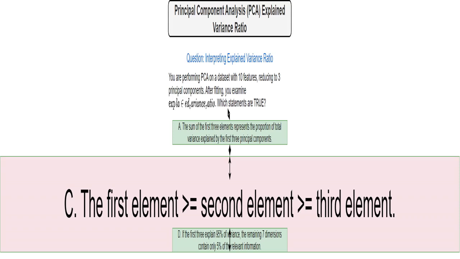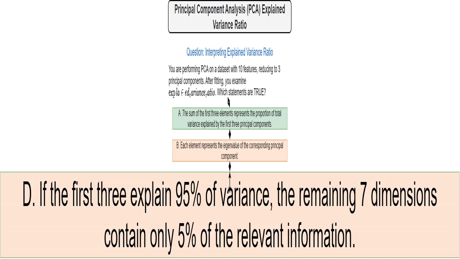Absolutely true. PCA orders components to maximize variance explained. The first principal component always accounts for at least as much variance as the second, at least as much as the third, and so on. This statement is also correct. If the top three principal components capture 95% of the data's variance, then the remaining 7 components only represent the other 5%. This is the power of dimensionality reduction with PCA.